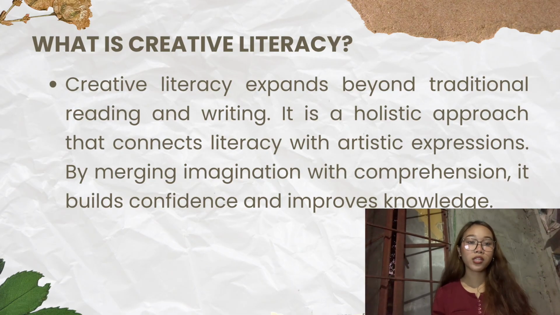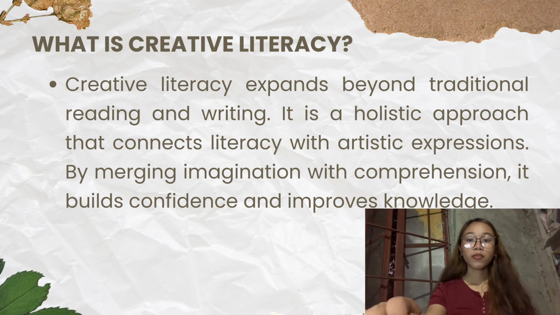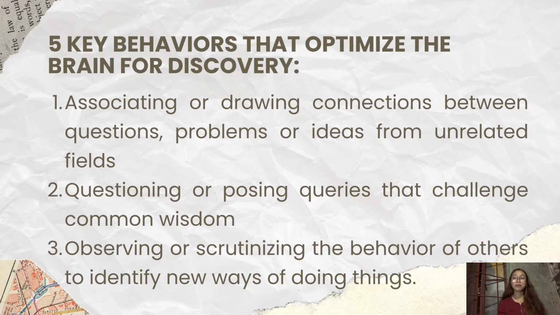So in creative literacy, learning is not only about reading and writing. It includes other ways of learning that connect with artistic expression such as drawing, storytelling, acting, music, and other creative activities that help students express their understanding. For example, in a lesson that focuses on stories, instead of answering questions related to the stories, students might draw the scenes or act out the characters or the scenes. So that is creative literacy. So let's now proceed to five key behaviors that optimize the brain for discoveries.